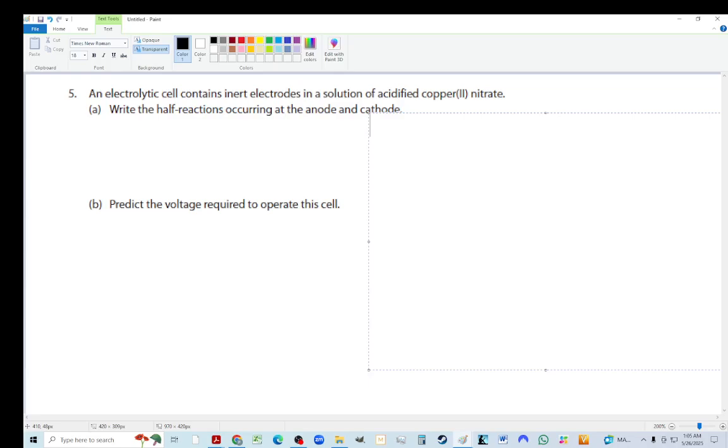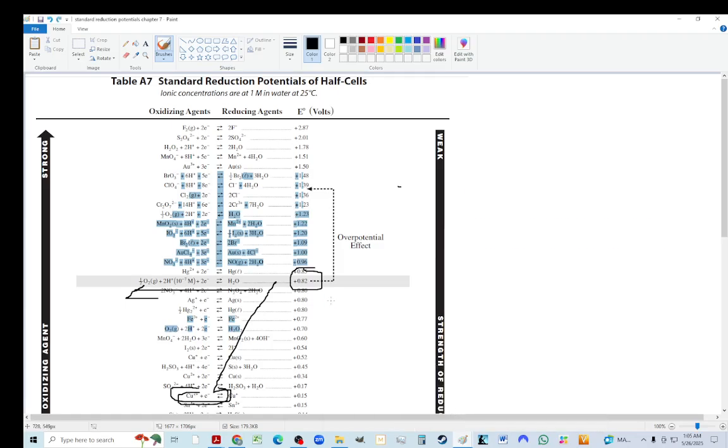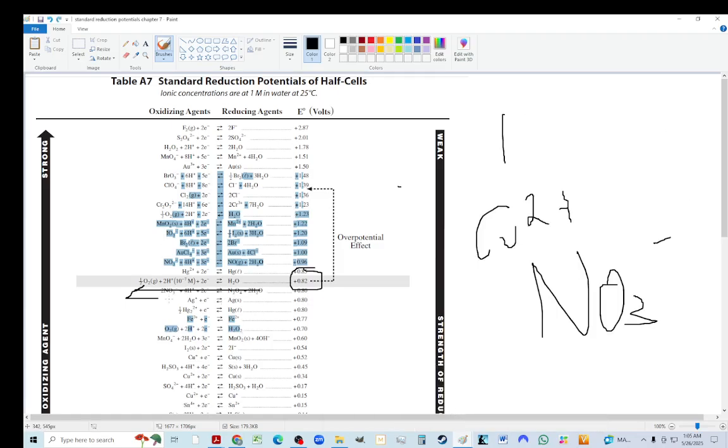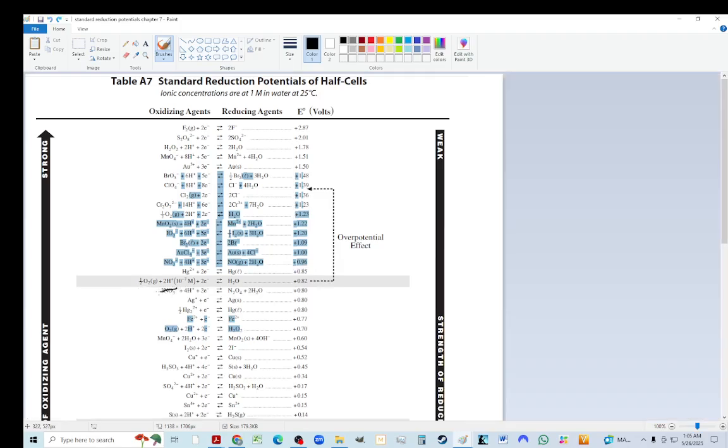You ignore the electrodes. So we're talking about Cu2+, 2 NO3-. But actually the 2 doesn't matter so much, it's NO3-. And you have to look at water on both sides because water can do either. And when you look at this, it's quite annoying to figure it out because you could easily say, well, there's an NO3- here and there's an NO3- here. Which one do I use?